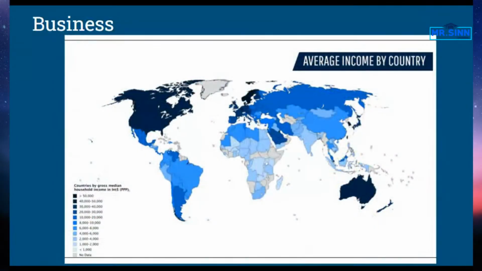We also can use all of our spatial data here for business. So here we're looking at average income by country. Real quick, anyone know what the scale of this map is and the scale of analysis? The scale of analysis. So let's see what we got here.